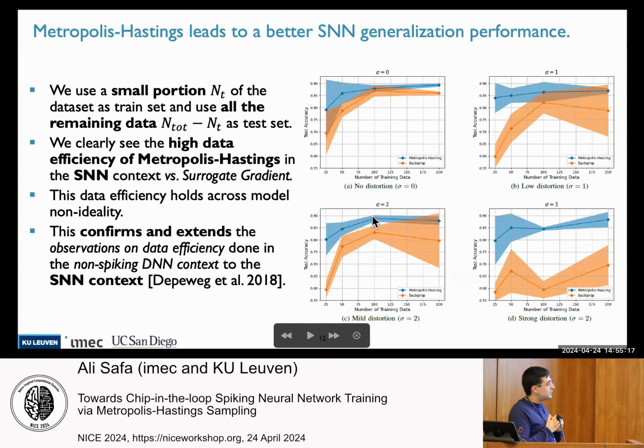We also observed this in our spiking neural network case, where the Metropolis-Hastings technique achieves over 10% higher accuracy when we use, for example, only 25 training data points, compared to the backprop case. So we see clearly that it requires less training data to achieve good test accuracy. And this holds across the SNN non-ideality degrees, which is also interesting.